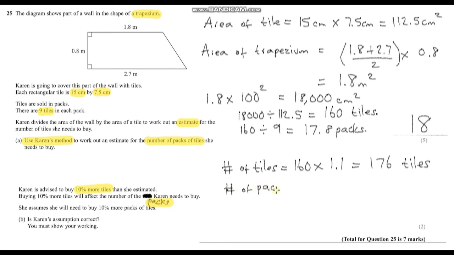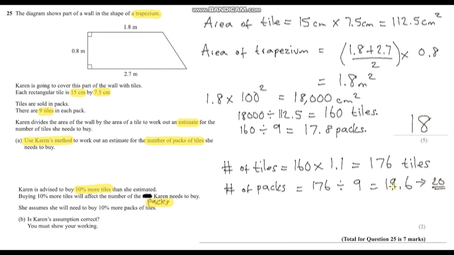And now we can work out the number of packs. So we're going to take 176 and divide that by the number of tiles in a pack, which we know is 9. So 176 divided by 9, and we get 19.6. And then we're obviously going to have to round that up. So I'm just going to put an arrow. We're going to round that up to 20 because you cannot buy 19.6 packs. So originally she was buying 18 packs, and now she's buying 20 packs.